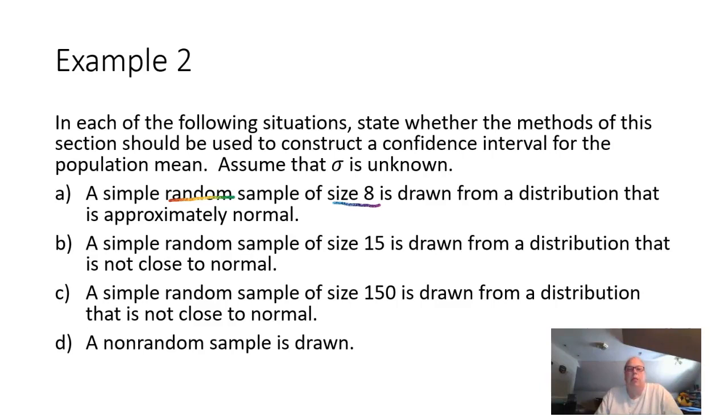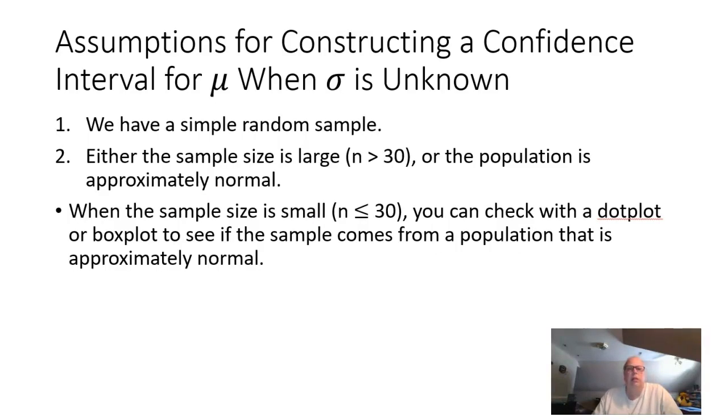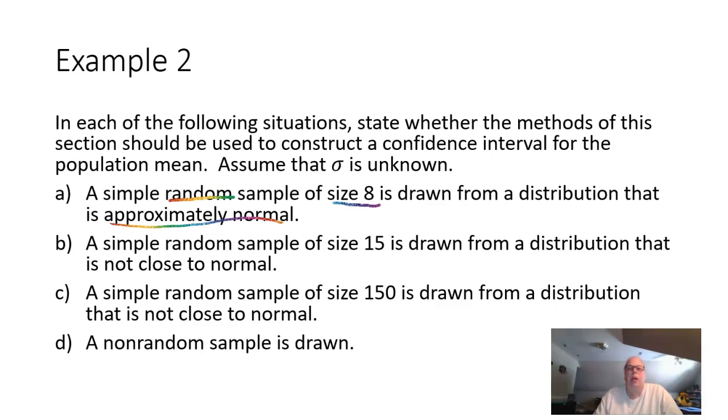That's all right, and we know that the population there was approximately normal. We either need to have a large sample size or we need to know that the population is normal. What we have is a small sample size, but we have the normal population. So we're okay. So part A, yes, we can use the t-distribution to find a confidence interval for that particular sample.